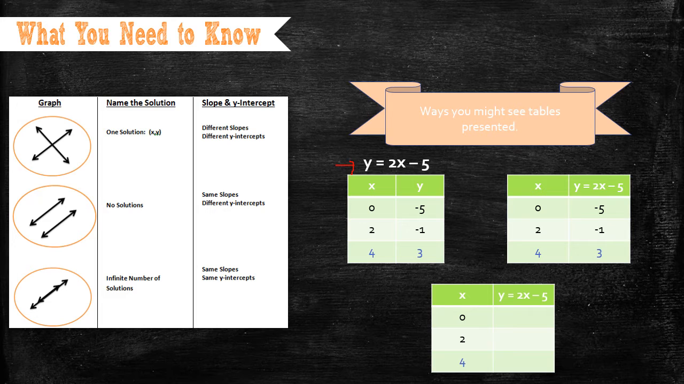We plugged in 0 for x, plugged in 2 for x, plugged in 4 for x, and these were our outcomes. And then lastly, you might be given a table of x values, and you're given the equation and you have to plug in the values of x to find your y values.